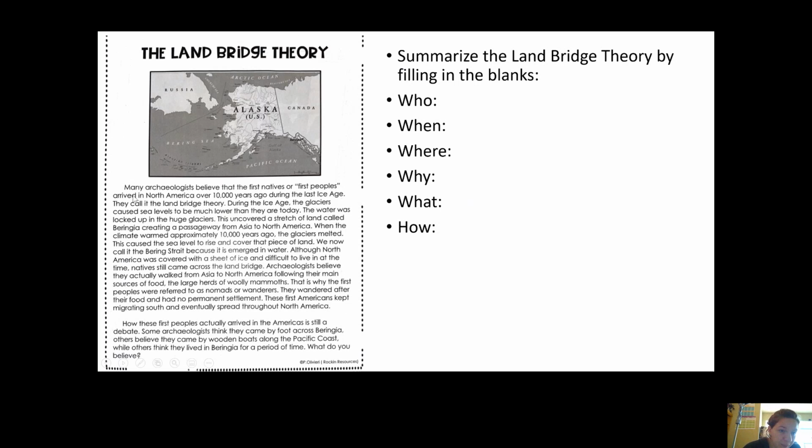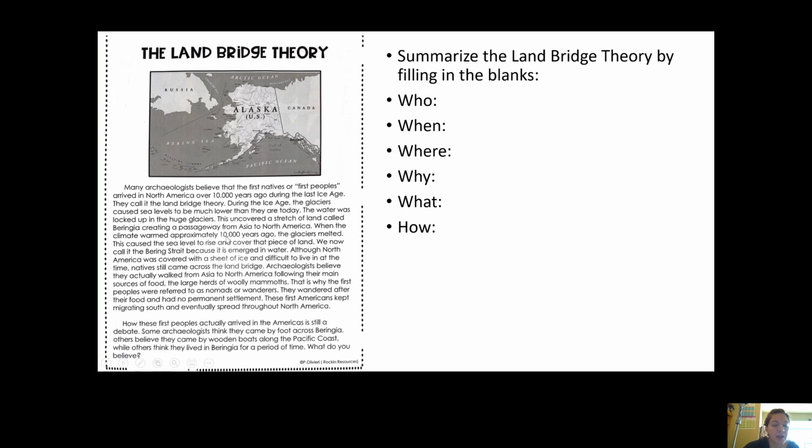So the land bridge theory. Many archaeologists believe that the first natives or first peoples arrived in North America over 10,000 years ago during the last ice age. They call it the land bridge theory. During the Ice Age, the glaciers caused sea levels to be much lower than they are today. The water was locked up in huge glaciers. This uncovered a stretch of land called, I'm probably going to say this wrong, Beringia, creating a passageway from Asia to North America. So from over here to over here. So instead of it being separated by ocean like it is now, there was a passageway between those two continents.